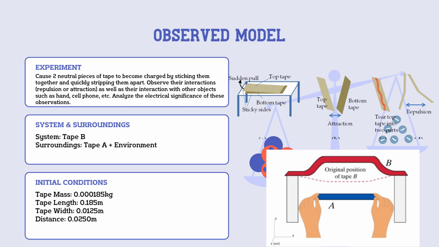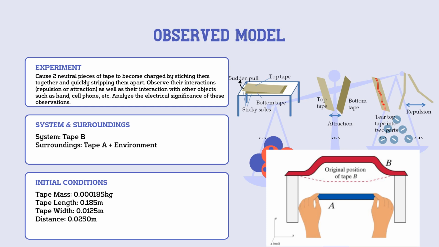Now to generate the observed model, we cause two originally neutral pieces of tape to become charged by sticking them together and then quickly stripping them apart. We then observe the interactions between each other, whether they repel or attract, as well as the interactions between other objects such as my hand or my cell phone, etc. Then analyze the electrical significance between these observations using a computational code.